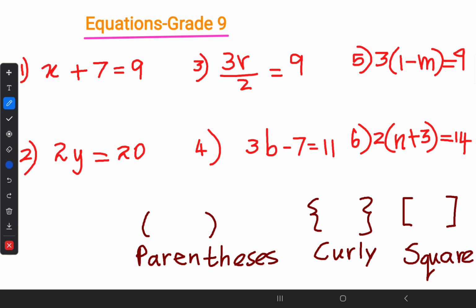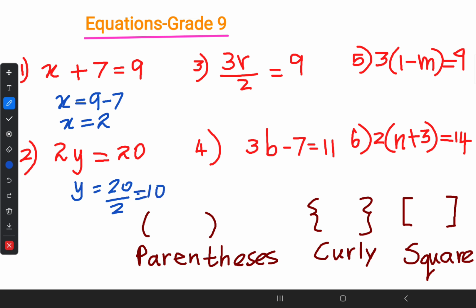So in the first question, x plus 7 equals 9. So x would be 9 minus 7. x equals 2. And 2 times y, 2 multiplied by y, equals 20. So y equals 20 divided by 2, which is 10.